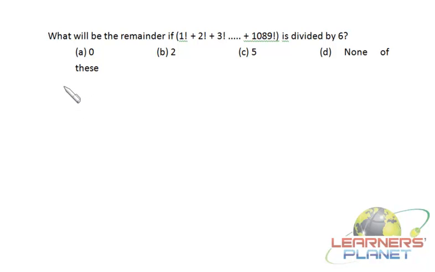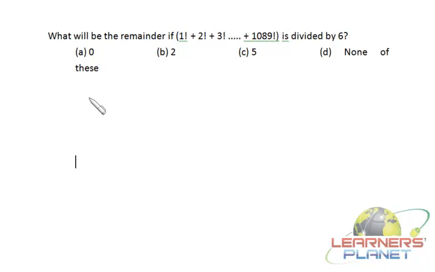Now let's see this problem. This is an application of the concept itself. Here we have to find out the remainder if 1 factorial plus 2 factorial plus 3 factorial till 1089 factorial is divided by 6. Friends, the problem looks like a tedious and a very big one, but believe me, it's very simple. So let's begin.